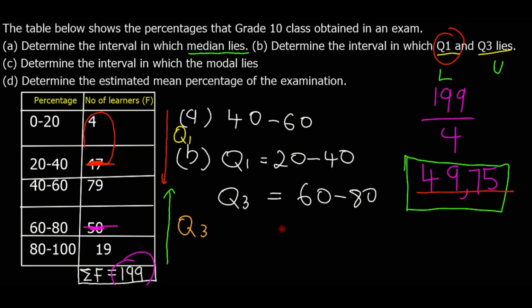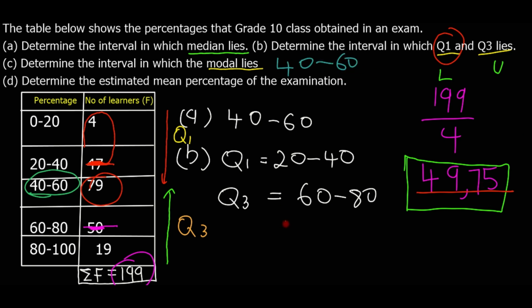Let's look at part C. Part C: determine the interval in which the modal lies. We know that the modal looks at the interval that has the highest frequency. So here we have 4, 47, 79, 50 and 19. So the highest frequency is 79, and so our modal is 40 to 60. So the answer for part C is 40 to 60.